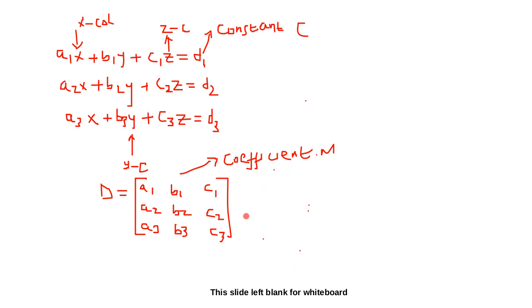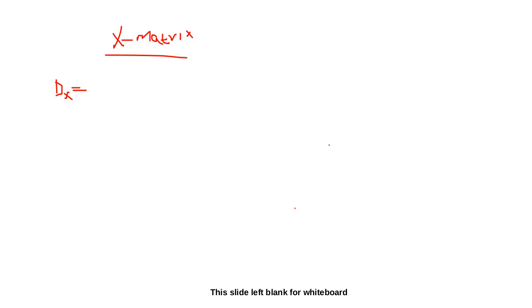I hope we are together. So what we have said is that to get Dx, instead of having A1, A2, A3, now we'll replace those values by D1, D2, and D3. So we can move to that slide. The first column is what will change. Instead of having A1, A2, A3, we'll now have D1, the values in the constant column, D2, and D3.